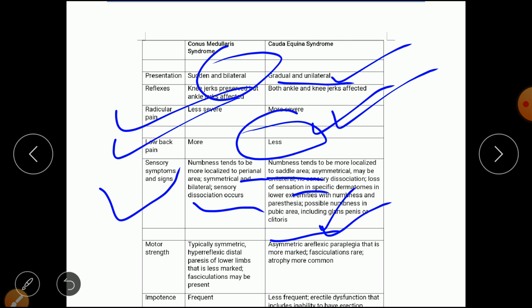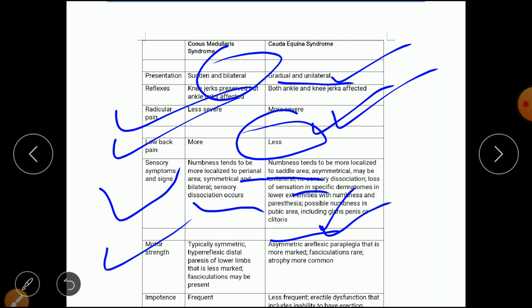In sensory symptoms, conus medullaris has numbness more localized to perianal, symmetrical and bilateral with sensory dissociation. But in cauda equina, it is unilateral, most common, more localized at saddle area and no sensory dissociation.